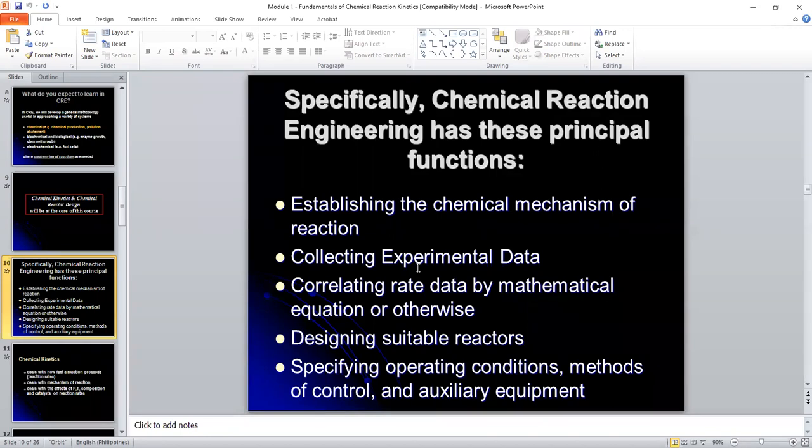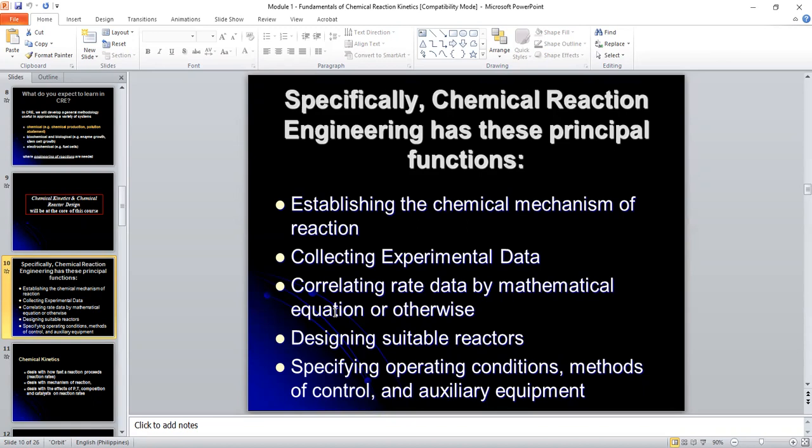Then after we have collected experimental data, we correlate this data by mathematical equation. So they are actually connected. Your experimental data is useless. It does not have any use if you cannot come up with the correct equation. So that is the mathematical equation or rate expression that will tell us how fast or how slow the reactant is being consumed or how fast the product is being produced. So collection has to be followed with correlation of this data with a rate equation. So without this data, we don't have any rate equation.